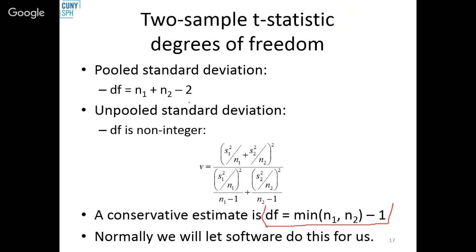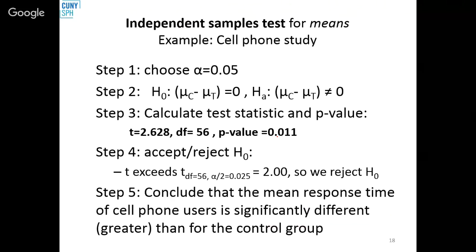Unpooled because they are the same sample size, and the standard deviation is not that much different. So if the standard deviation is pretty similar, why not pool? Pool? I think this is pooled because we have an integer number of degrees of freedom. If it was unpooled, this would be 56 point something.